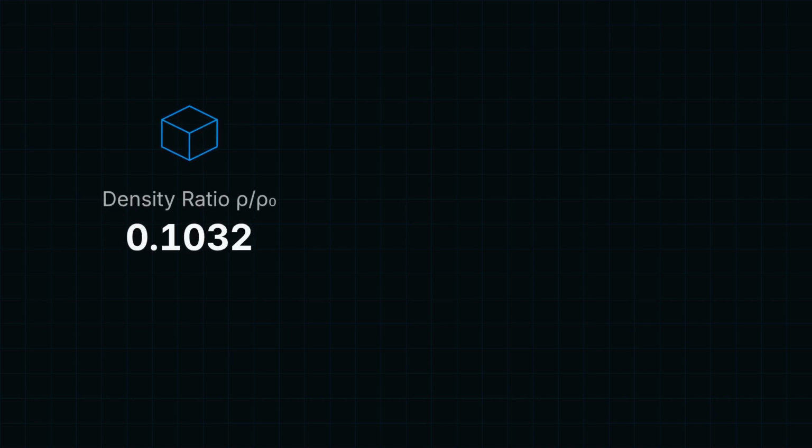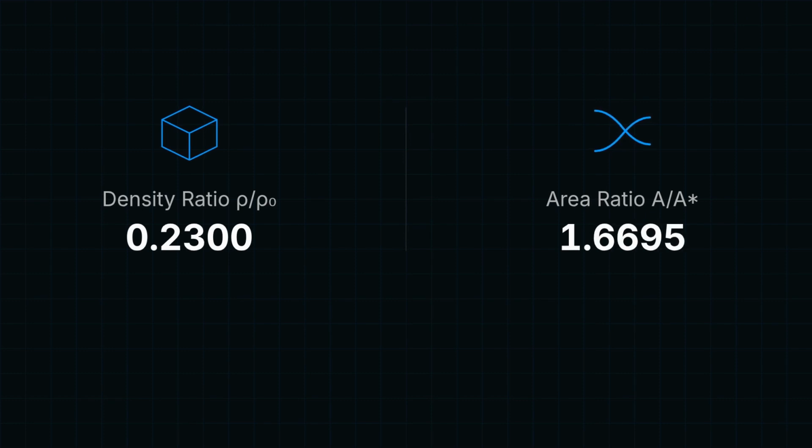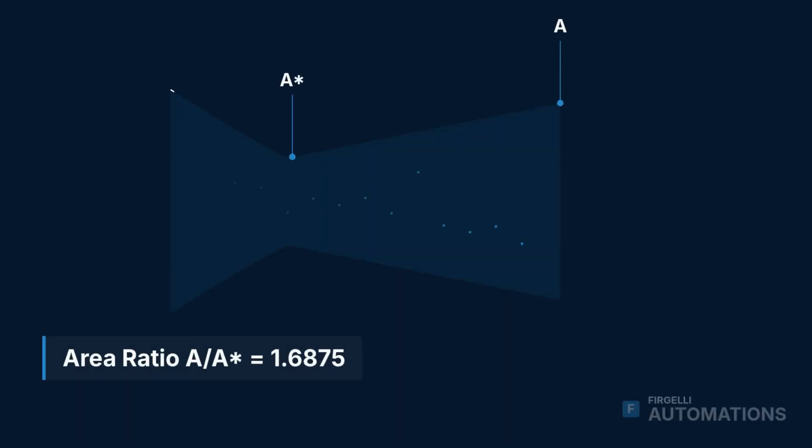Density ratio ρ over ρ0 equals 0.2300, and area ratio A over A star is 1.6875, indicating the flow area is 69% larger than the throat area.